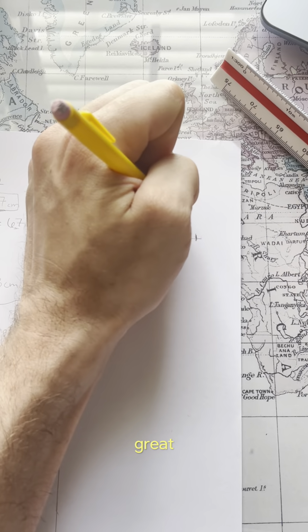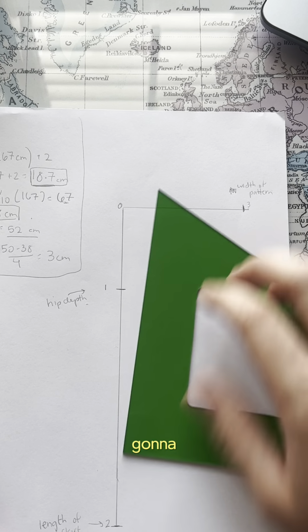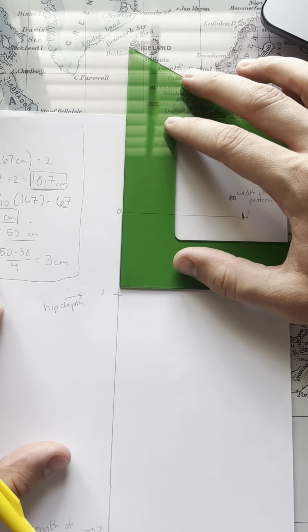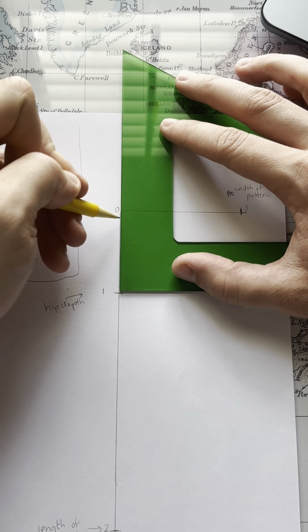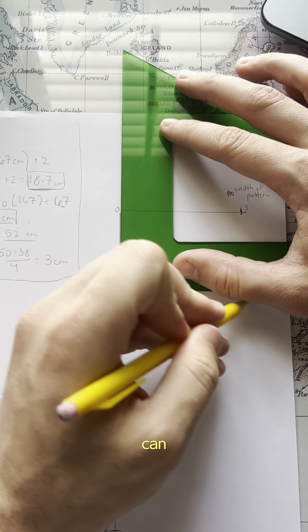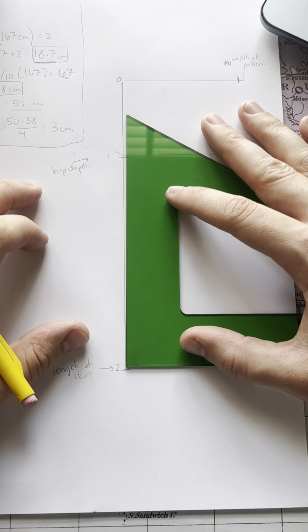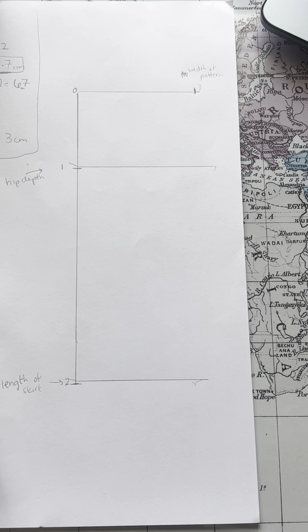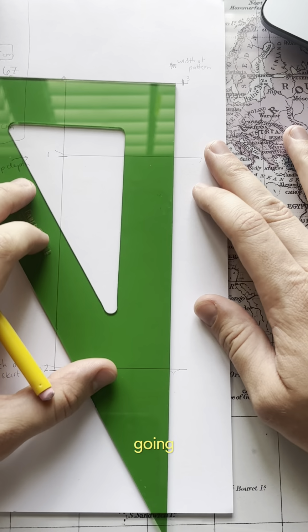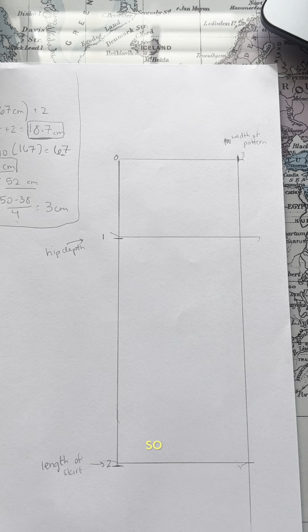Great. Now this is the fun part, and the easy part is we're just gonna square these off. Again, I'm just kind of lining up. This is why the triangle ruler is very helpful. You can line it up there and just go straight across like that. Cool. And then I'm going to square this off as well. So now we have the dimensions of the skirt, and it's going to get pretty easy from here.